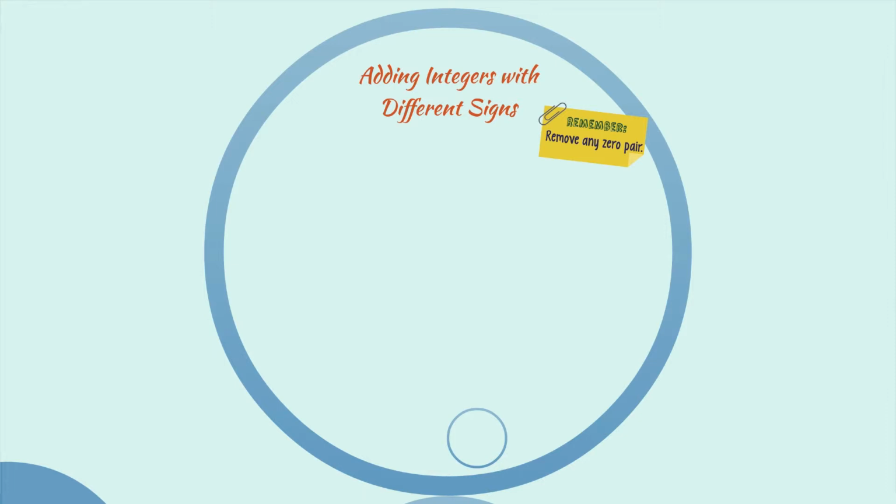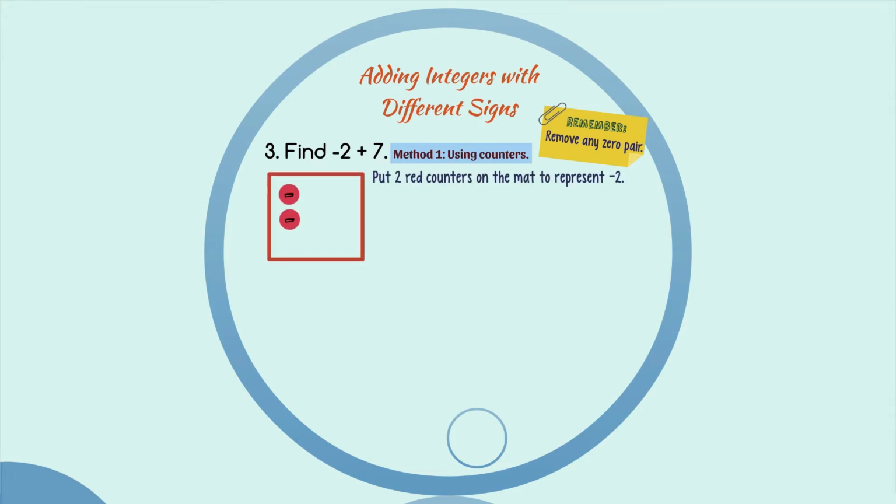Let's have our example. We have negative 2 plus 7. In this topic, we will also use the two methods we just learned. Let's use the counter method first. So we have 2 integers we should add, negative 2 and positive 7. To represent negative 2, we put 2 red counters on the mat, and 7 yellow counters to represent positive 7. Then remove any zero pair. We can find the sum right away after removing all the zero pairs and counting the remaining counters.